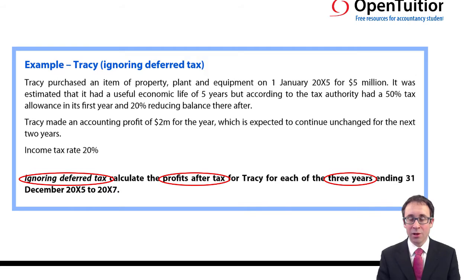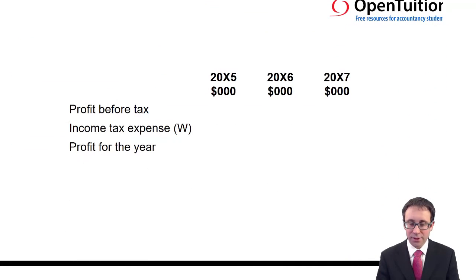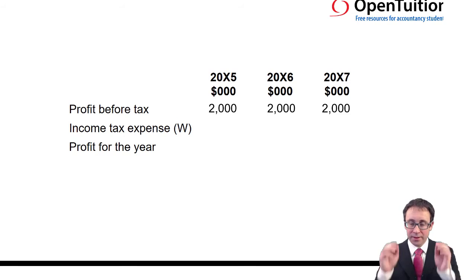So the easiest bit to look at first is the fact that Tracy made an accounting profit of $2 million for the year, which is expected to continue unchanged for the next 2 years. So my profit before tax is 2,000 in the first year, 2,000 in the second year, and then 2,000 in the third. Okay, there we go.